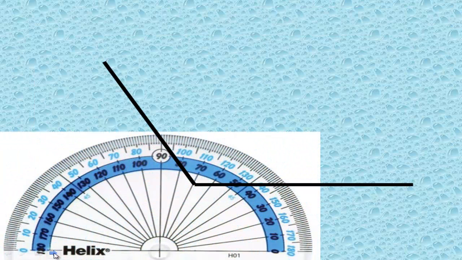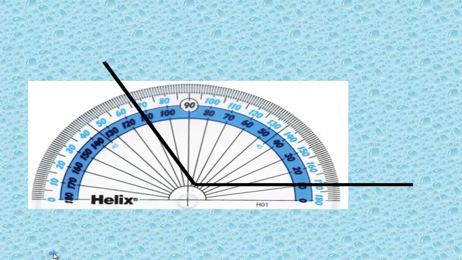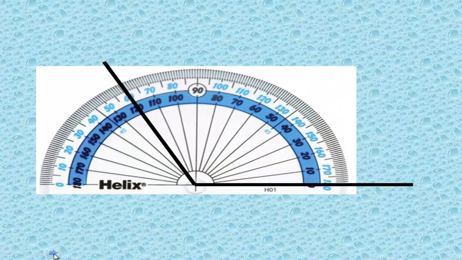Here's another example. How much does this one measure? Notice that the baseline again passes the 0. It touches it, so I'm going to use the inside numbers to measure. What is the measure of this angle? You can see that it's 120.